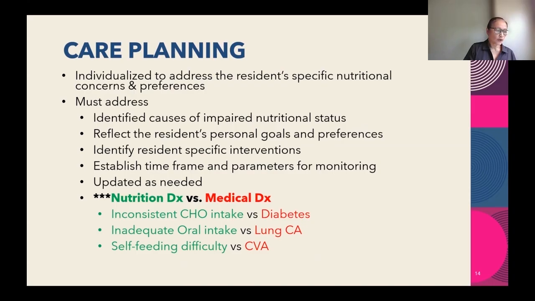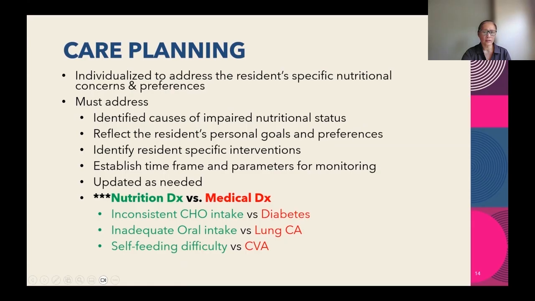Okay. Care planning, again, yes, it must be individualized and address the resident's specific nutritional concerns and preferences. It must address the following: identify causes of impaired nutritional status, reflect the resident's personal goals and preferences, identify resident-specific interventions, establish time frame and parameters for monitoring, and update it as needed. Now, I just want to spend about a minute here.